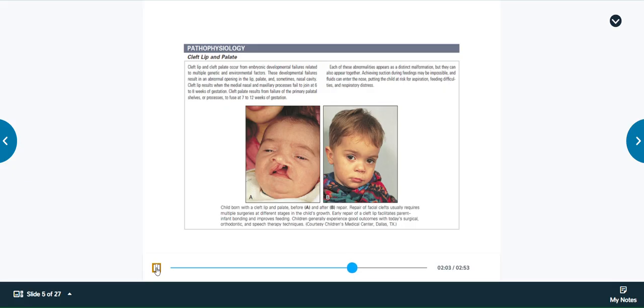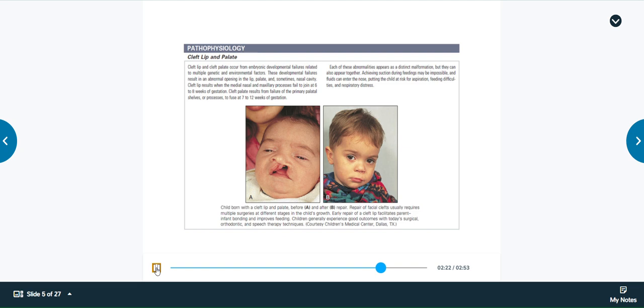And what we really want to look out for, too, when the infant's eating is even with appropriate negative pressure, special nipples, and proper breastfeeding, breast milk or formula can go through that opening into the nasal cavity and cause the infant to aspirate. So we want to be watching carefully for that as well.